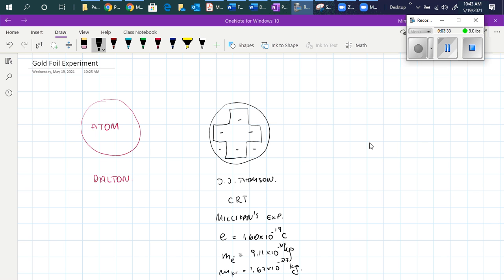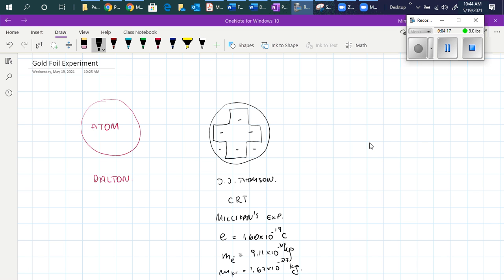And then we come to Rutherford. Rutherford was a graduate student of J.J. Thomson, and he was strongly influenced by the work of J.J. Thomson. There were a lot of experiments done by that time that were questioning the J.J. Thomson model of the atom. So Rutherford's PhD thesis was to make an experiment that proves that the J.J. Thomson model of the atom is correct.